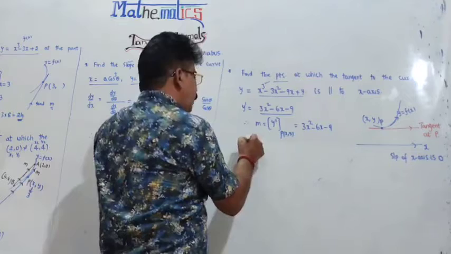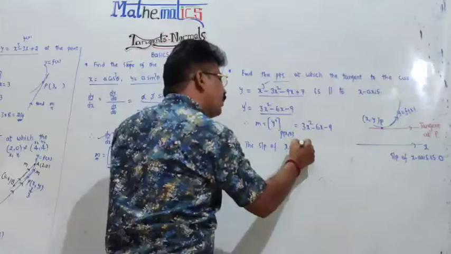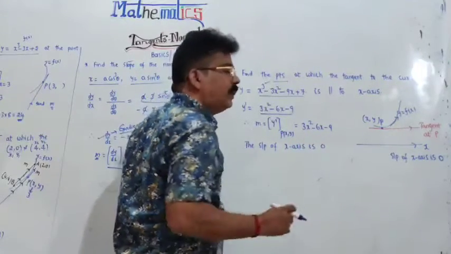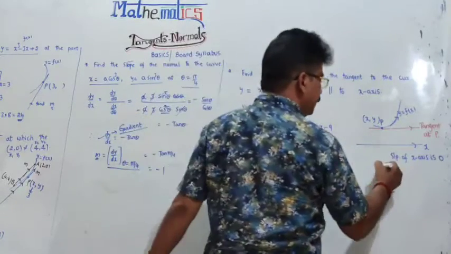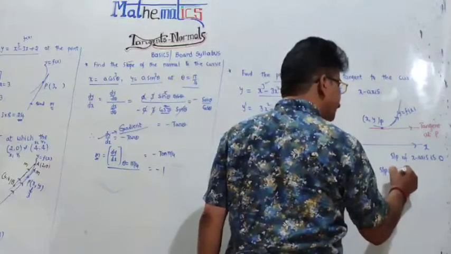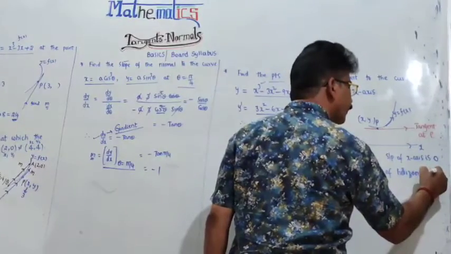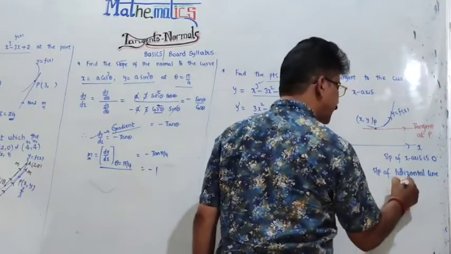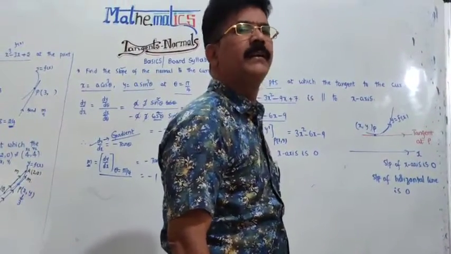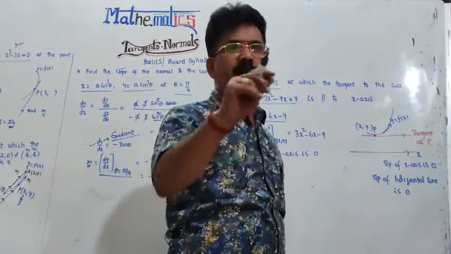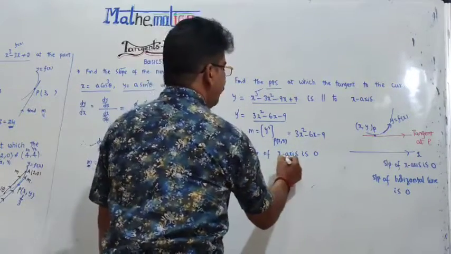One minute. The slope of x-axis is 0. Not only the slope of x-axis, but also the slope of every horizontal line. I will write here, the slope of a horizontal line is 0. The slope of y-axis is what? Infinity, not defined. Or the slope of a vertical line is what? Not defined, infinity, just like that. Okay, later we discuss. Slope of x-axis is 0.